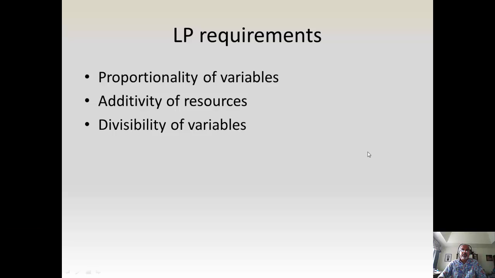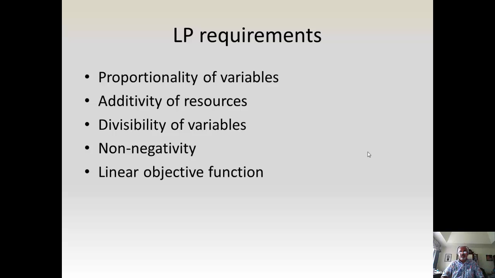The next LP requirement is non-negativity. That is, x sub 1, x sub 2, x sub 3, all the decision variables can take only 0 or positive values, nothing negative. Linear objective function is another requirement. The objective function consisting of the decision variables will have one coefficient for each of them, added up. So it's a linear function. There should not be any non-linearity in the objective function.